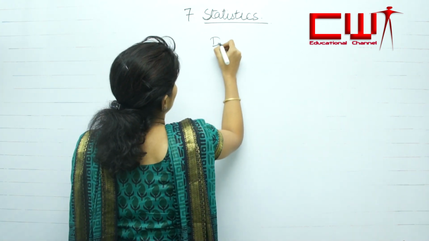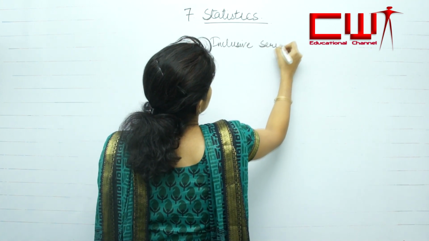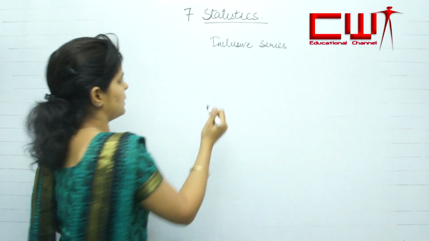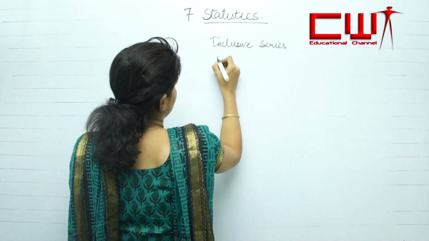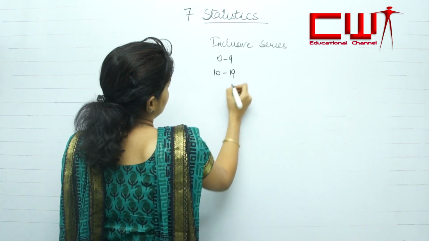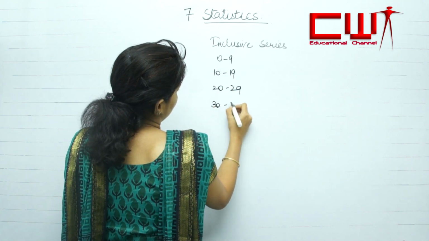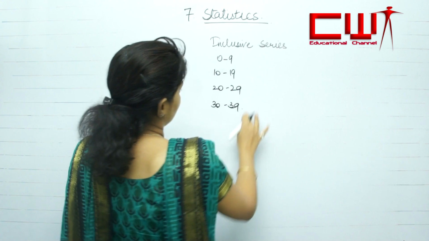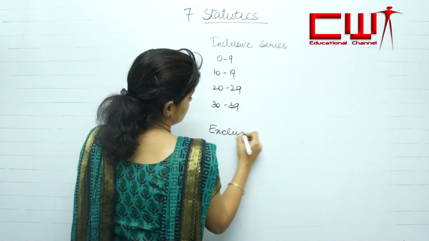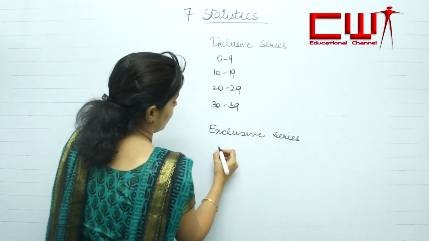See, what do you mean by inclusive series and what do you mean by the exclusive series? Let's see what that means. Inclusive series is given like 0 to 9, 10 to 19, 20 to 29, 30 to 39. This is how inclusive is given to you. I will tell you the difference. Now you will write exclusive also in the same form. This is the exclusive series in the same form.